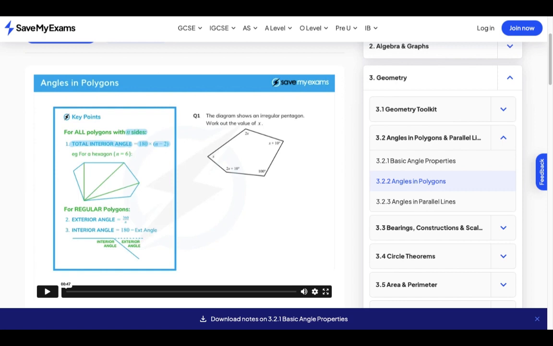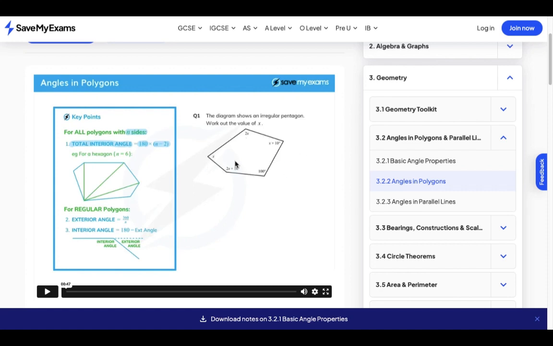Okay, now they gave us a problem. The diagram shows an irregular polygon. Work out the value of x. Now I'm going to tell you how we're going to do this. Because this polygon, the sides, you can count 1, 2, 3, 4, 5. This is more than 4. So it has 5 sides. Alright?